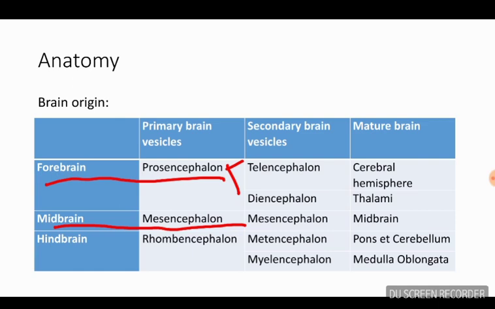The hindbrain, also known as the rhombencephalon, is divided into two parts: the metencephalon, which later on becomes the pons and the cerebellum, and the myelencephalon, which later on becomes the medulla oblongata.